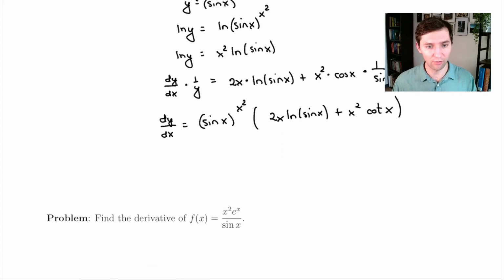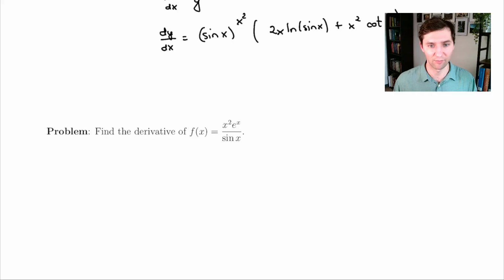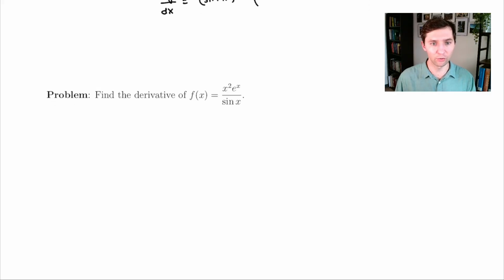Sometimes you can use logarithmic differentiation even if you don't need to. Take a look at the next problem. We could find the derivative of this function without logarithmic differentiation. You simply apply the quotient rule, and while doing the quotient rule, you will apply the product rule whenever you take the derivative of the numerator. But you can simplify the computations, or you can avoid using the quotient rule or the product rule by using logarithmic differentiation. I will do that here to show you how it can be done.